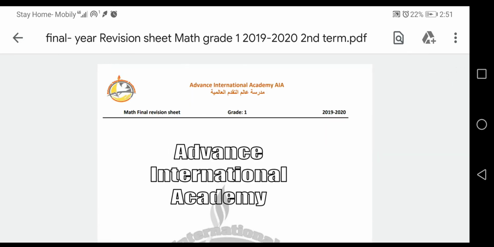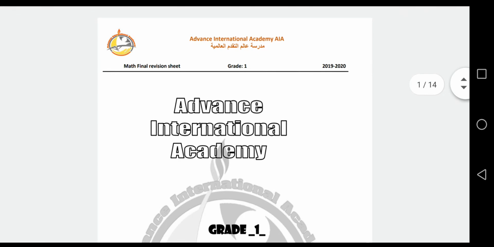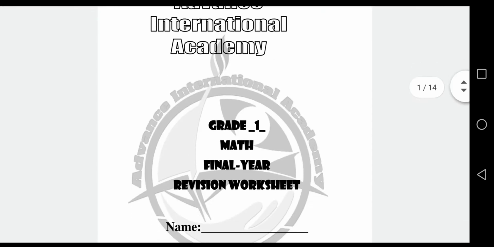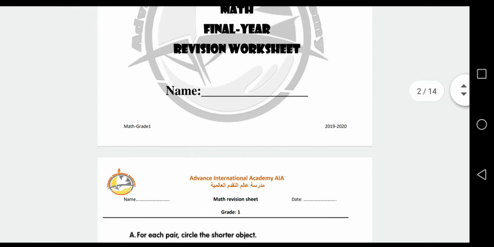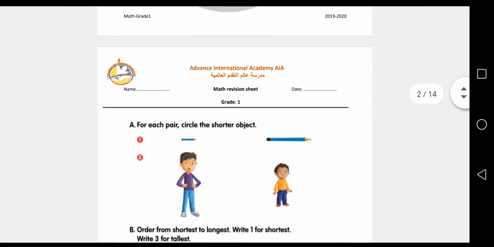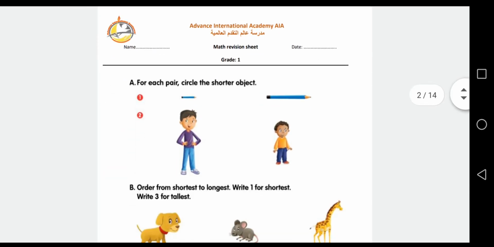So, in today's math class, we will start solving the math final revision sheet. Okay? So, make sure to write your name, even if you are staying home, and let's get started. Now here, for each pair, circle the shorter object.